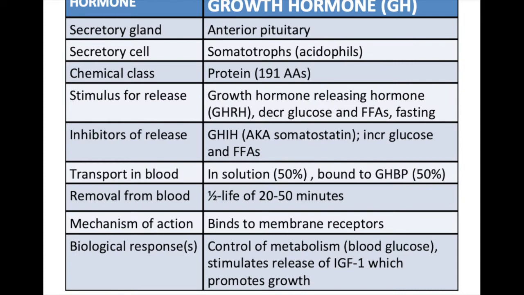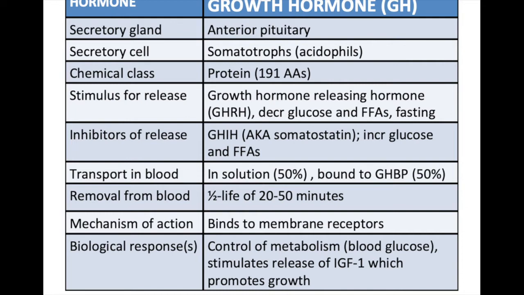Here's a quick overview of growth hormone. Growth hormone is a peptide hormone of 191 amino acids, and it comes out of the anterior pituitary, secreted by the somatotrophs, or acidophiles as they're stained. The stimulus for release is growth hormone releasing hormone, and the stimulus for that is decreased glucose and free fatty acids, so it's stimulated by fasting.